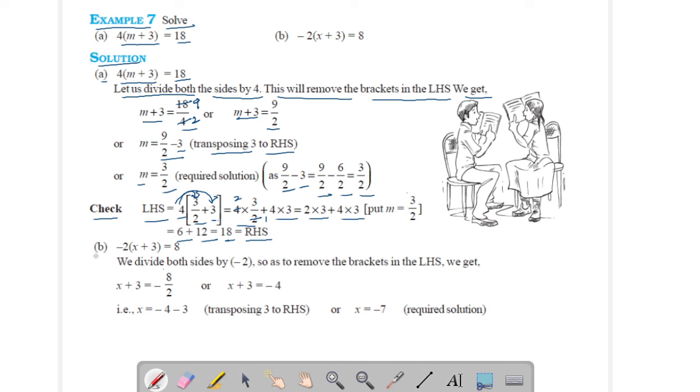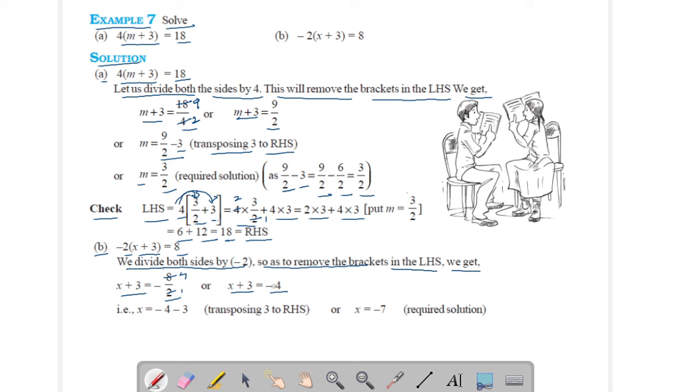Similarly, B part, minus 2 within the bracket x plus 3 equal to 8. Here we divide both sides by minus 2, so as to remove the brackets in the left hand side. We get x plus 3 equal to 8 divided by minus 2. Here if you simplify this, x plus 3 as it is equal to, here cancel 8 by 2, that is 2 ones are 2, 2 fours are 8. If you solve this, it can be written as minus 4.